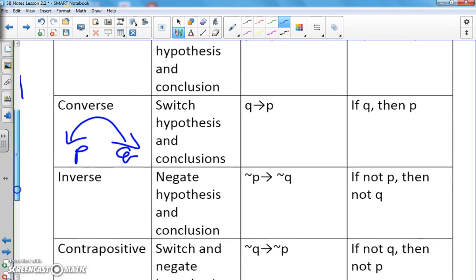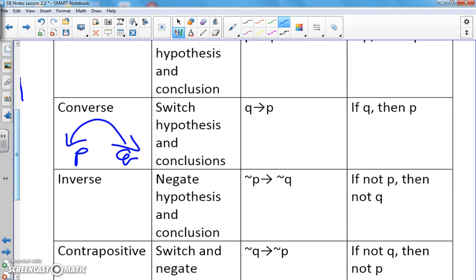Your inverse leaves the order alone, so P is still your hypothesis, Q is your conclusion, but it works with the negation of each of these. So we are going to not P and we are going to not Q. Okay? So if not P, then not Q.